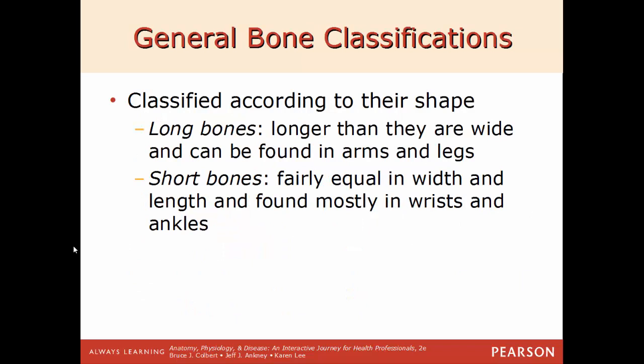There are some general bone classifications. Bones can be classified by their overall shape. You have long bones, and like the name implies, they are longer than they are wide, such as in the arms and the bones in the legs. Short bones, they are roughly equal in length and width. They're shaped almost like a cube. You'll find these bones in the wrist and in the ankles.